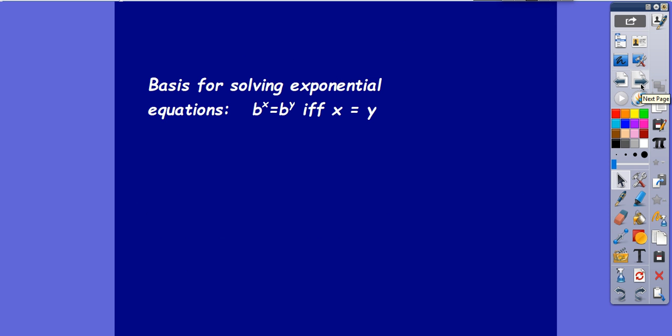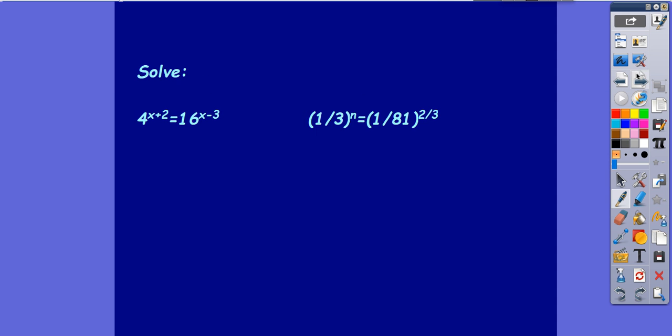So, the basis for solving exponential equations is that if the bases are the same, then the exponents have to equal each other. So that's the basis for all that we're going to do.